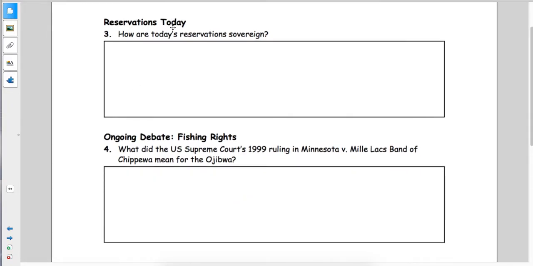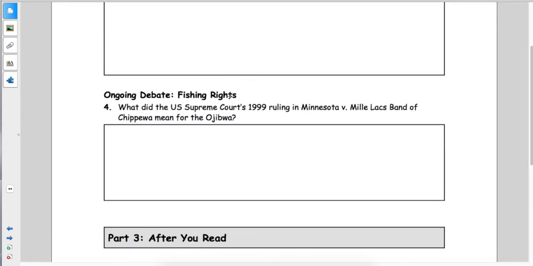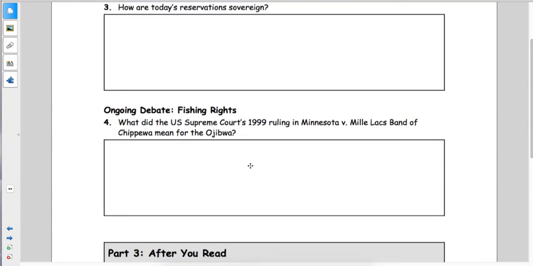Number 3, reservations today. How are today's reservations sovereign? So I have to think about what that word sovereign means, and then I need to find a quote that shows why reservations are sovereign land. Ongoing debate, fishing rights. What did the U.S. Supreme Court's 1999 ruling in Minnesota versus Mille Lacs Band of Chippewa mean for the Ojibwe? And so then I'm going to find a direct quote that answers that.